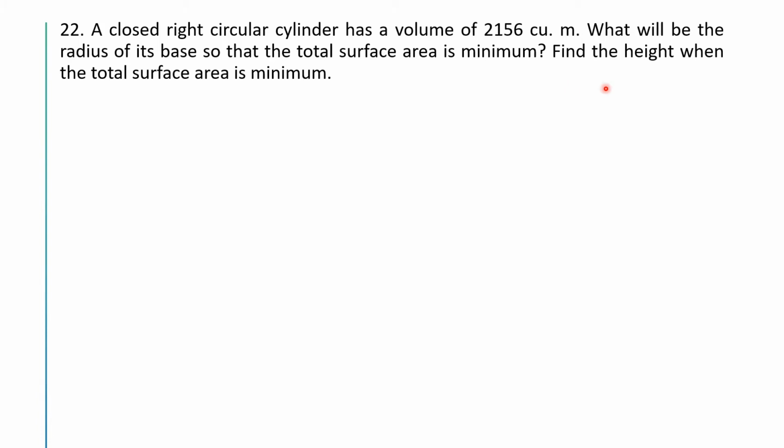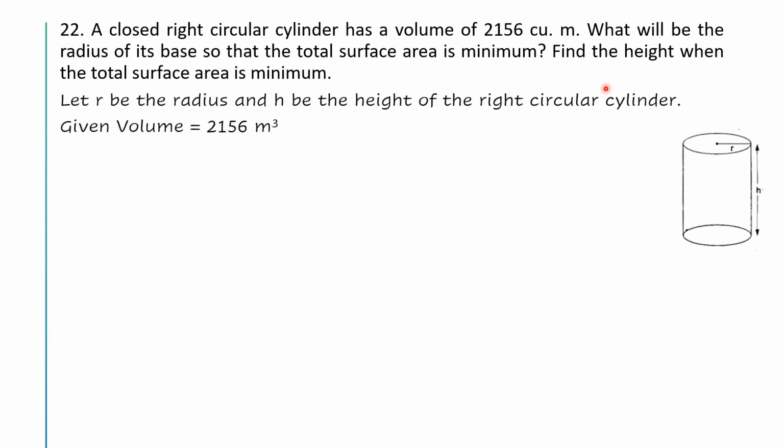So it is similar to the previous one except that the volume is given as 2156 cubic meter and the cylinder is closed. So let us take this right circular cylinder and let R be the radius and H be the height of the right circular cylinder. So here it is given volume is 2156 meter cube.